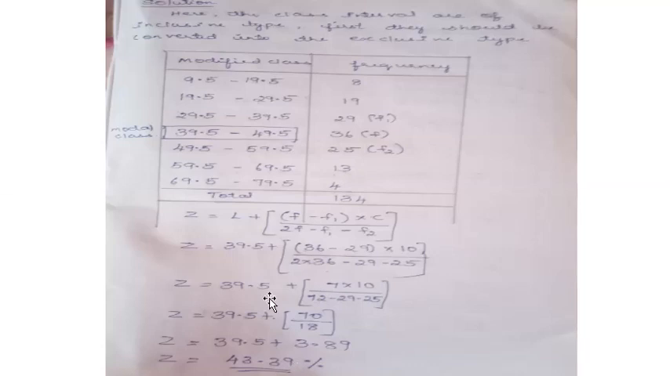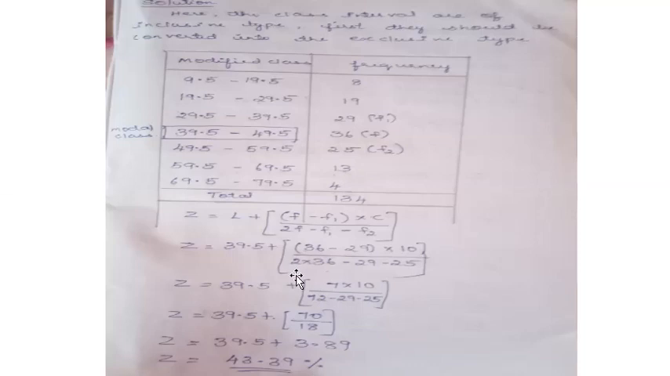Okay. So you have to simplify here and write. You must know what is L, what is F, what is F1, what is C, what is 2F, like that. So L is nothing but, first you have to find out the modal class, which is the highest frequency. The previous number is F1 and the next number is F2. Simplify them and you will get the mode value.